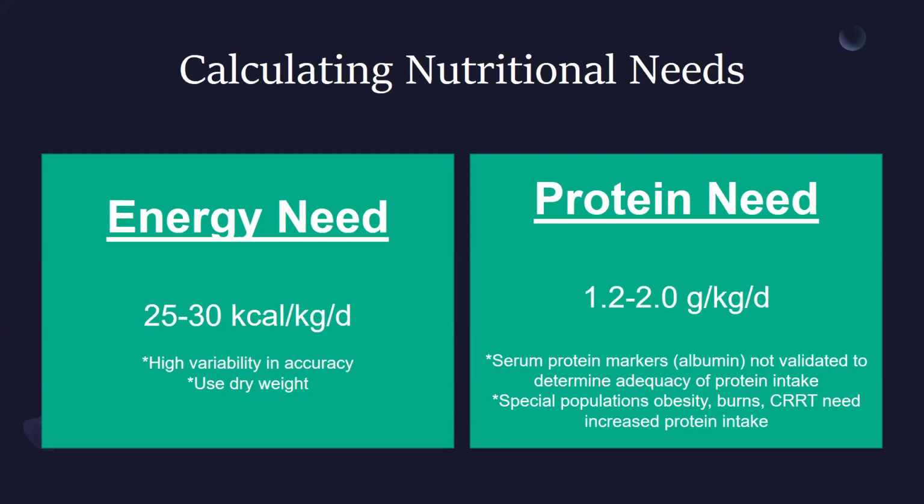And then as for protein, it's a separate need. So for the energy need, you should take into account things like dextrose-containing solutions, lipid-based medications. And then the protein need is 1.2 to 2 grams per kilogram per day. And then there's lots of times this needs to be adjusted. Obese patients, burn patients, patients on CRRT, all of them need increased protein intake. So you kind of got to look at all the caveats.